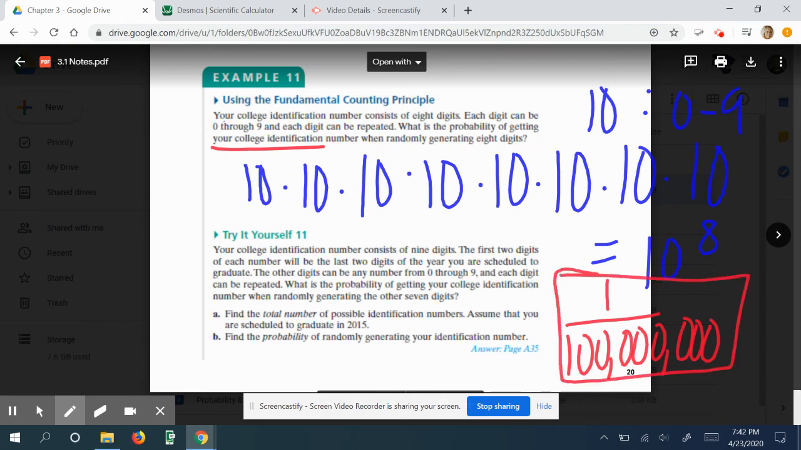Okay. And finally, the last one, I want you to try this one. It says your college identification number consists of 9 digits. The first 2 digits will be the last 2 digits of the year you are scheduled to graduate. The other digits can be randomly from 0 to 9, and each digit can be repeated. So now notice that there's only one choice for the first 2 digits, and then 10 choices for the last 7. So now you can go ahead and try that and find your probability of getting your college ID number. Okay? Good luck. Let me know if you have any questions.